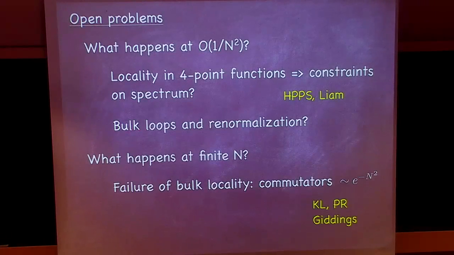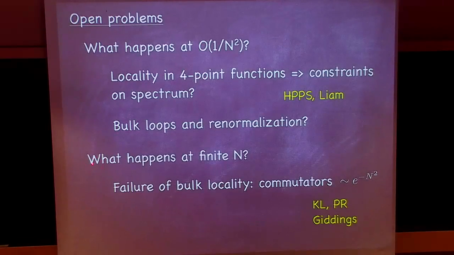Another issue that one would have to face is at order 1/n squared. At that order, you start seeing bulk loops, bulk renormalization effects. How do those come into this program? How do you take those into account? These questions, I think, are interesting and worth working on. They're the sort of questions that, with some effort, I think one can plow through.